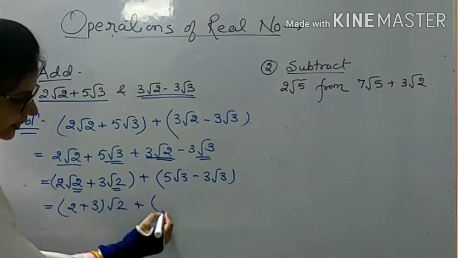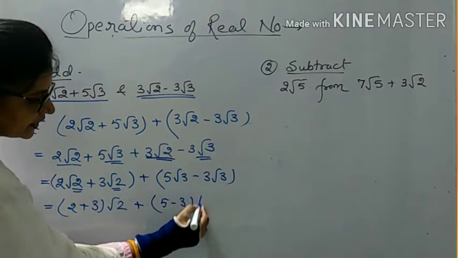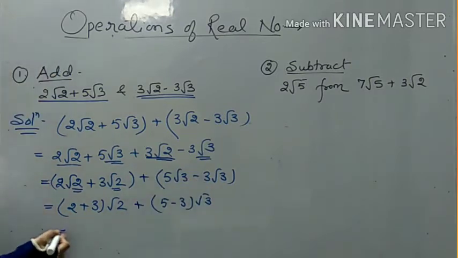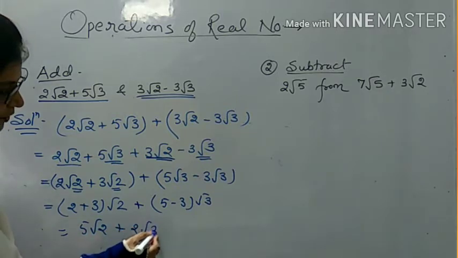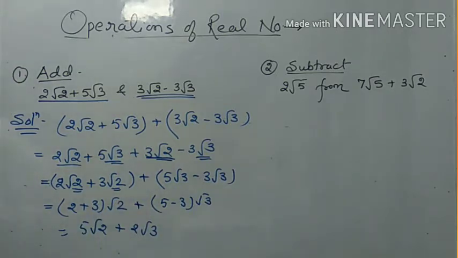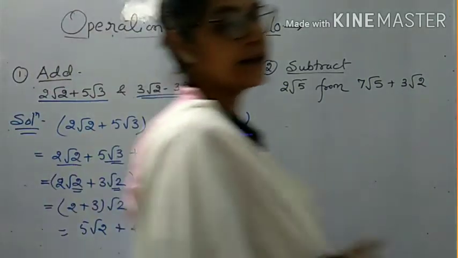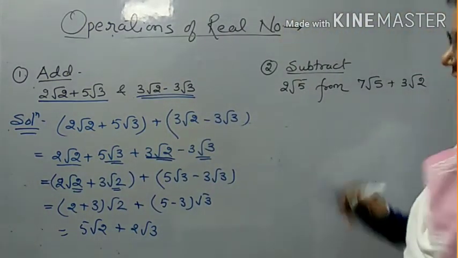And here, 5 minus 3 root 3. So what is the answer? 5 root 2 plus 2 root 3. Clear? We have to do the addition or subtraction in the similar real numbers.